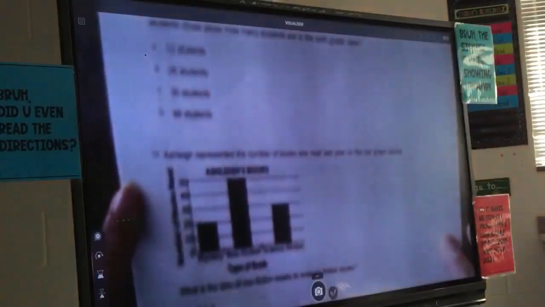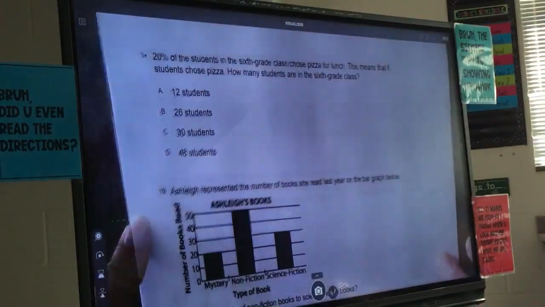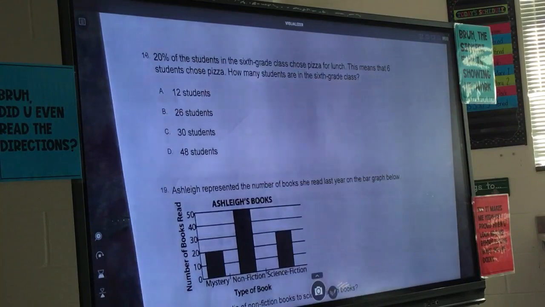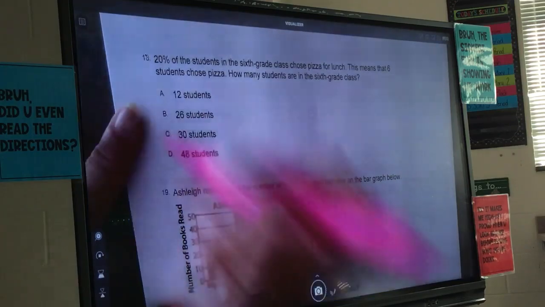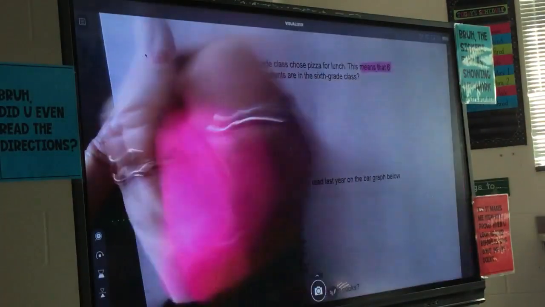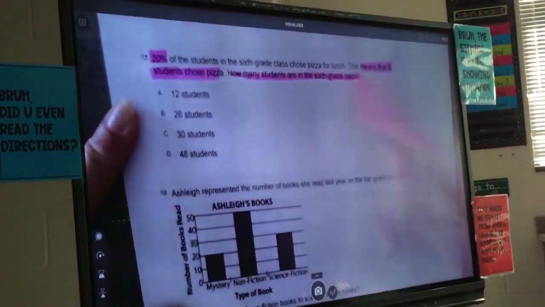Let's talk about number 18. So number 18 says 20% of the students in the sixth grade class choose pizza for lunch. This means that six students chose pizza. How many students are in the sixth grade class? So 20%. And this means six students chose pizza, and we need to know how many students are in the sixth grade class.